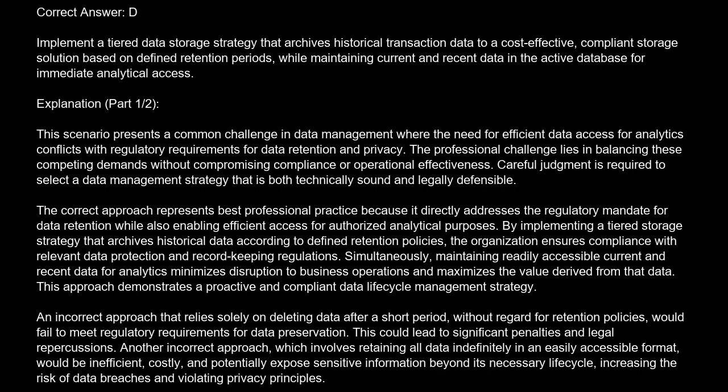An incorrect approach that relies solely on deleting data after a short period, without regard for retention policies, would fail to meet regulatory requirements for data preservation. This could lead to significant penalties and legal repercussions. Another incorrect approach, which involves retaining all data indefinitely in an easily accessible format, would be inefficient, costly, and potentially expose sensitive information beyond its necessary life cycle, increasing the risk of data breaches and violating privacy principles.